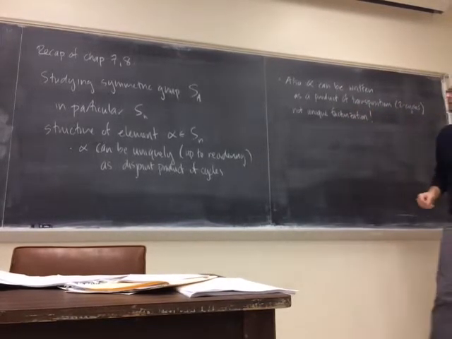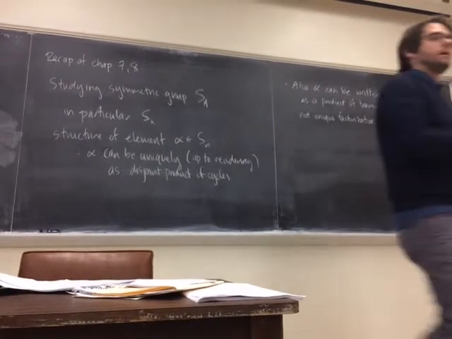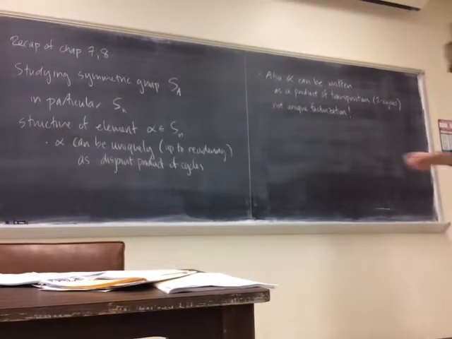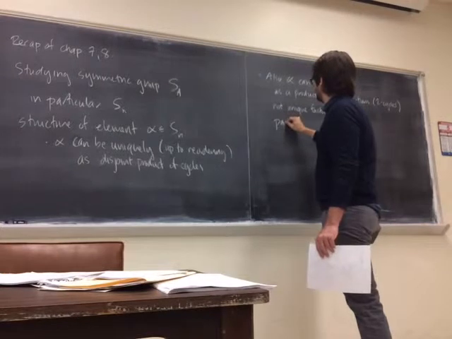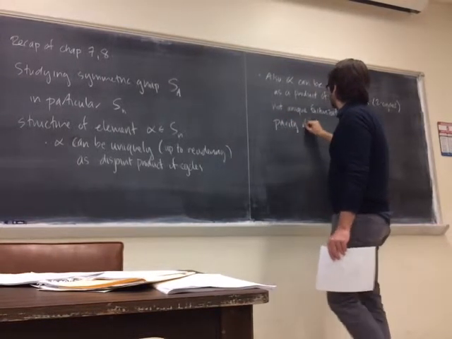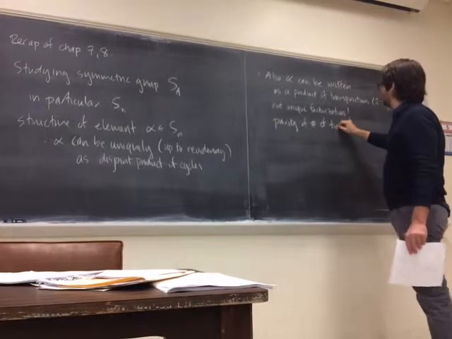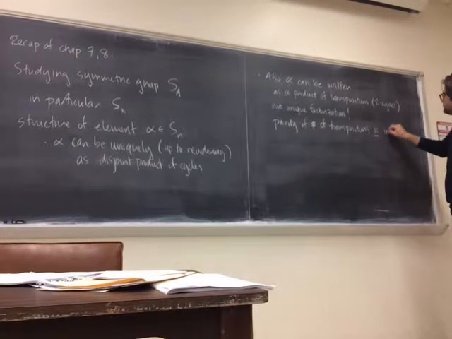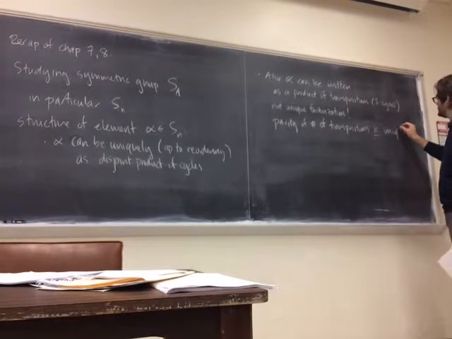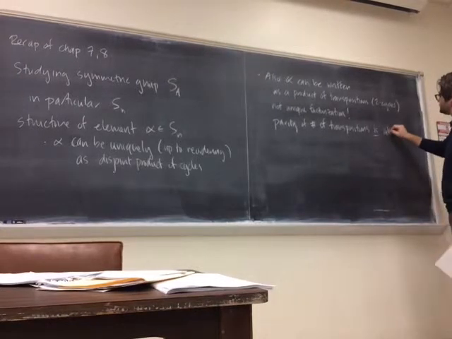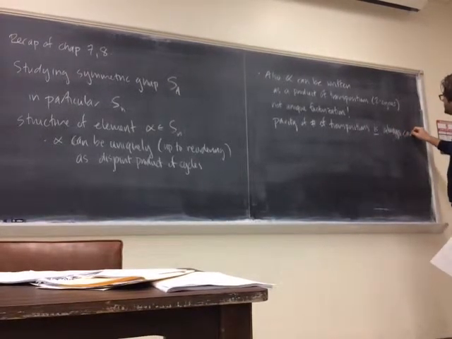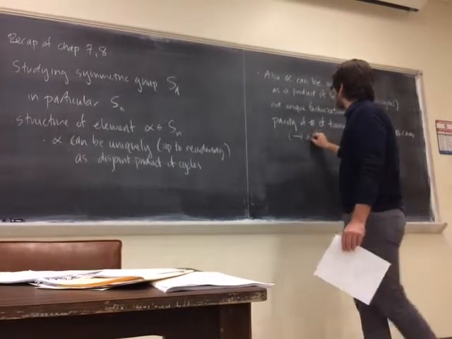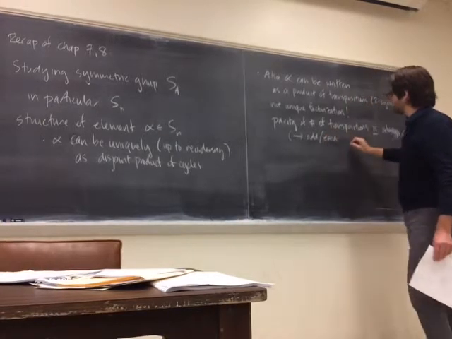But what is unique is the parity. If you write it out as a product of transpositions, it's always either an even number of them or an odd number. So the parity of the number of transpositions is well-defined, it's always the same. And that's what gets us into this notion of odd or even permutation. Okay, so that's just a recap. We kind of rushed at the end there.